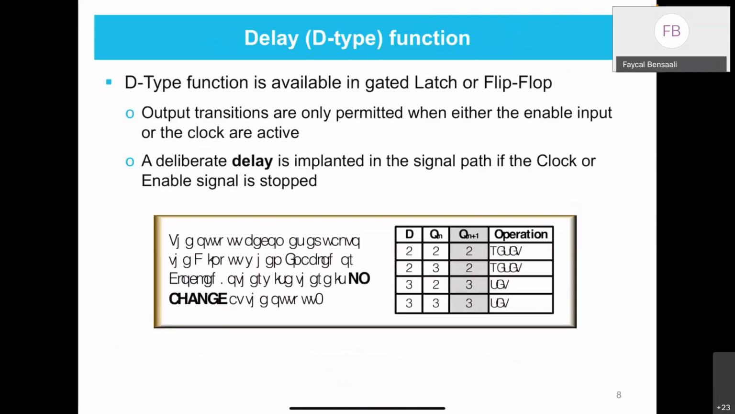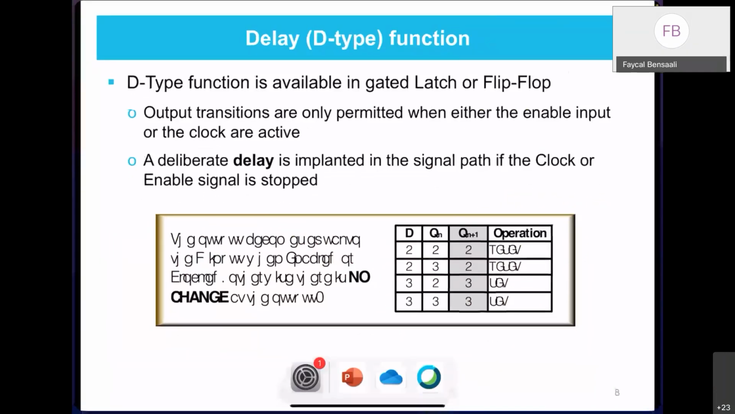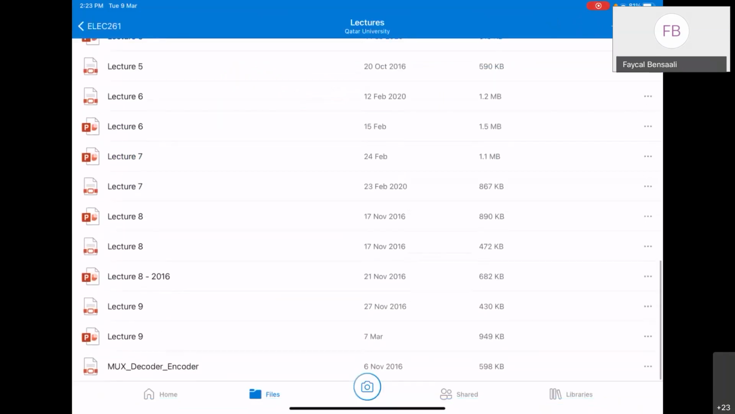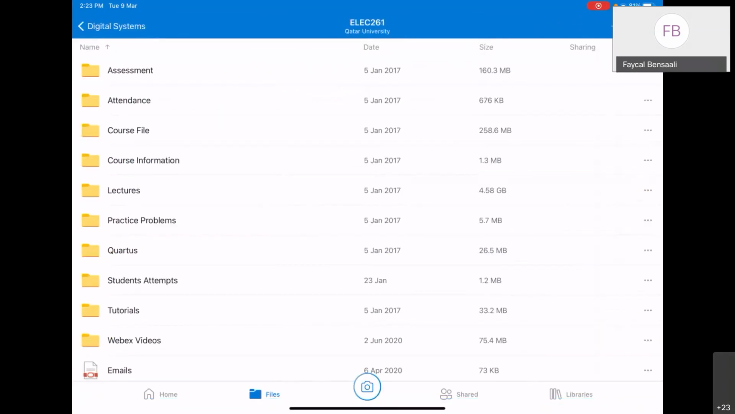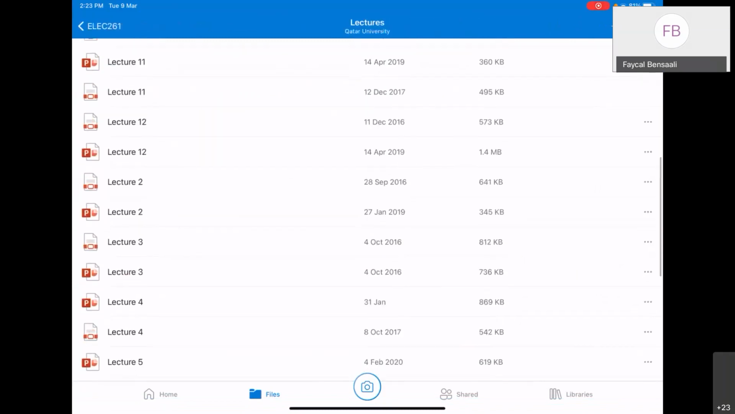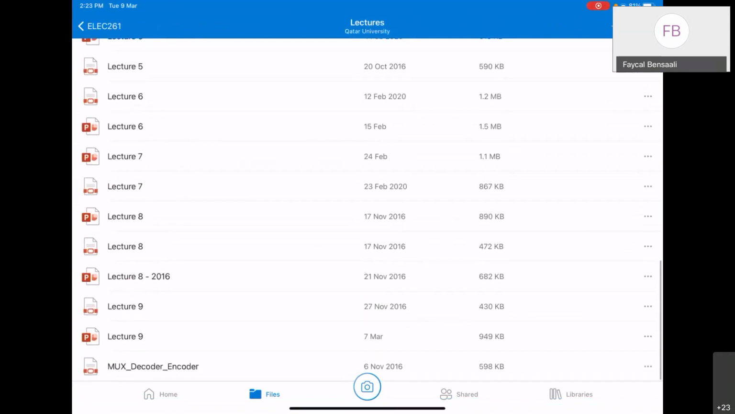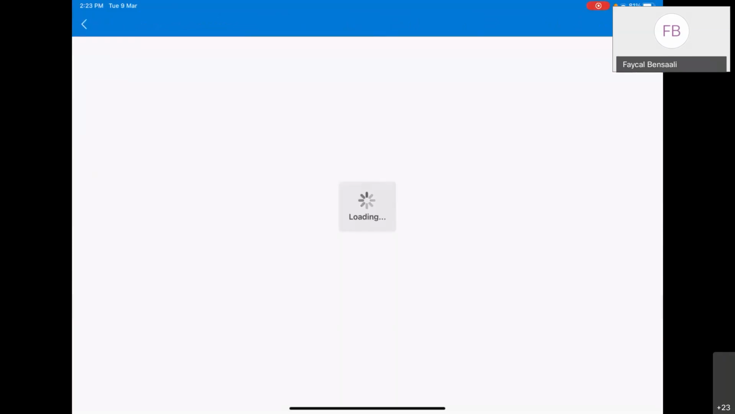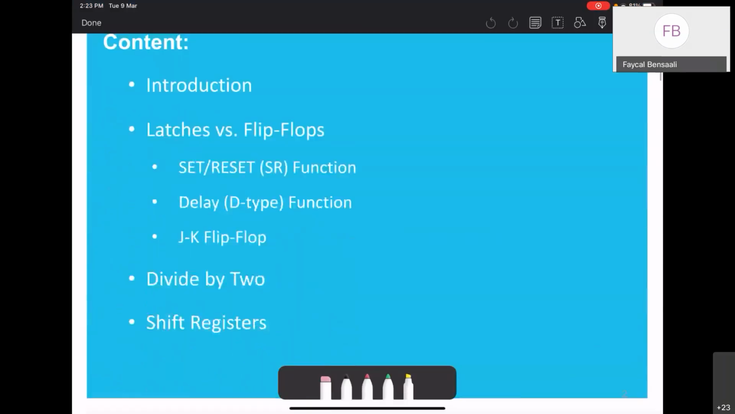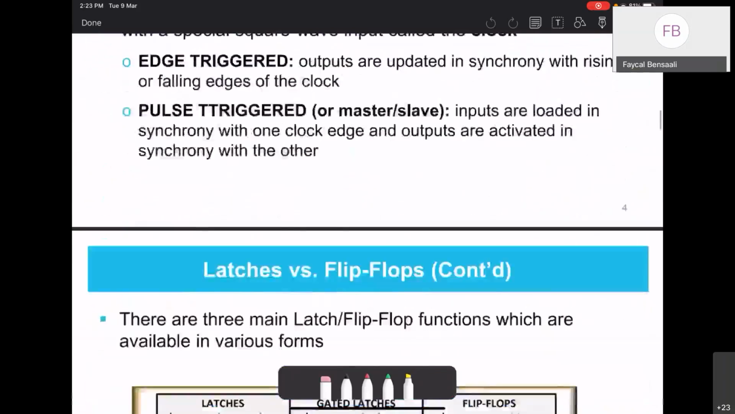Right. That's very bad. I don't know why this has changed completely now. Let me change to the PDF, which is probably better. It was lecture 9, right? Yeah. I'll just work with the PDF.